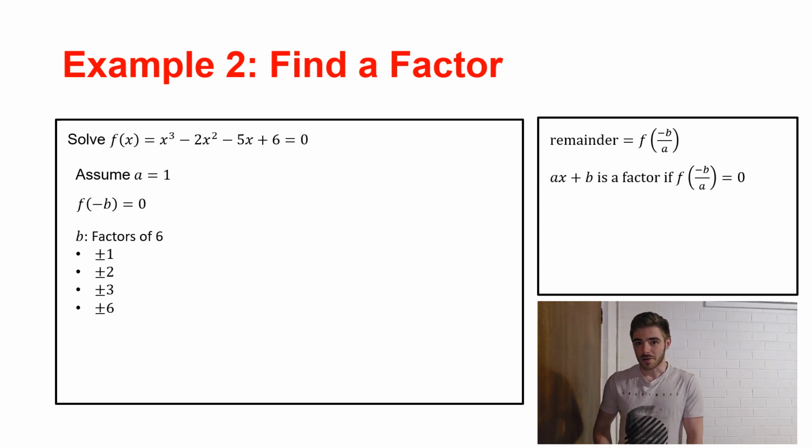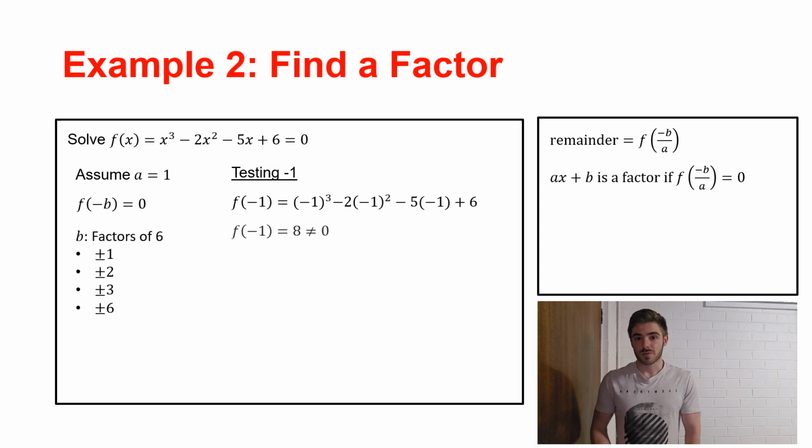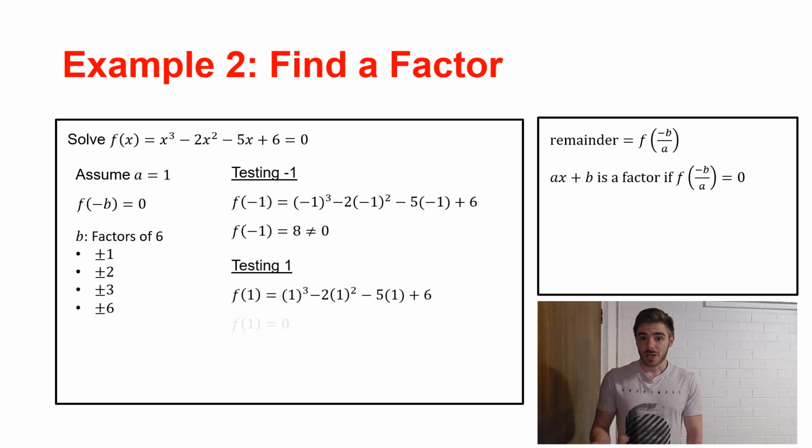Normally I would test 1 first, but since that's actually going to be the answer, we're going to test negative 1 first, just so you see what happens when you get an incorrect result. In this case, if you had subbed in negative 1, you would get a result of 8. Now, a remainder of 8 is not a remainder of 0, hence we need to test another factor. Now we're just going to test 1. And sure enough, as I said earlier, this does in fact equal 0.